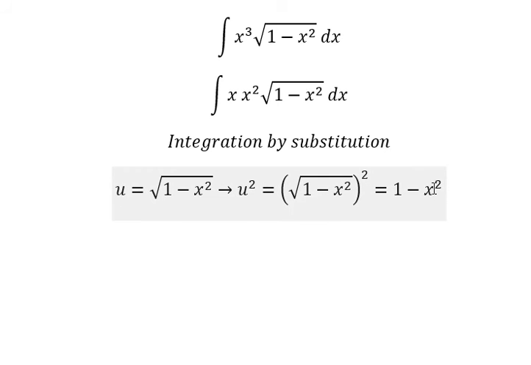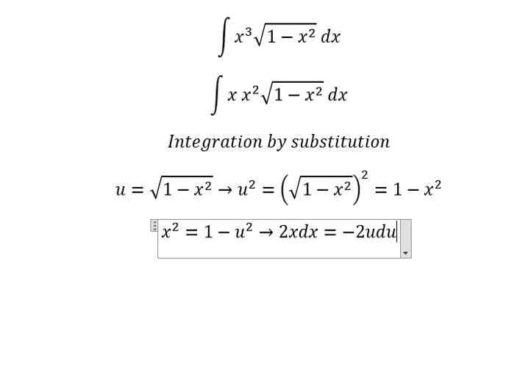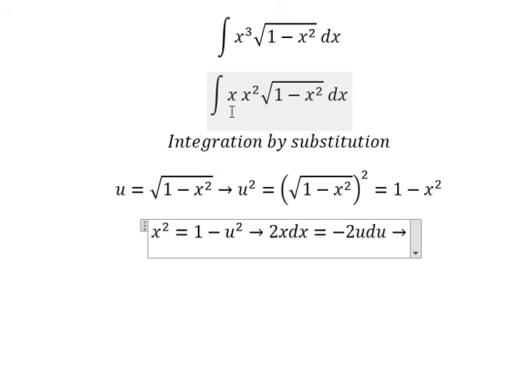So we put negative s squared to the left, u squared to the right. So we have s squared equals 1 minus u squared. Later we take the first derivative of both sides. We have 2s ds equals negative 2u du. Because we don't have the number 2 here, we need to divide both sides by 2.